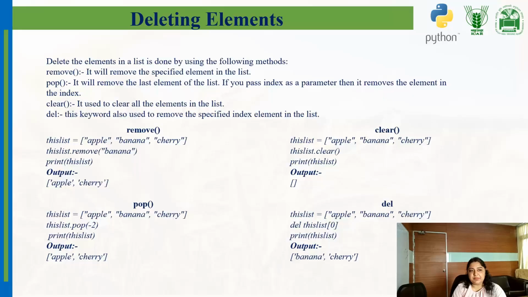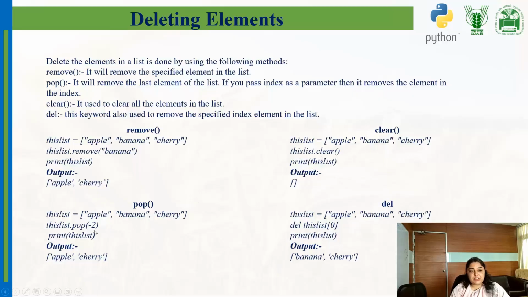Then we have methods for deleting an element from the list, that is remove, pop and clear, or the delete keyword. In the remove method, you mention the value for deletion. For example, apple, banana, cherry, you mention banana, that means banana is deleted from the list. Then we have the clear method. Using the clear method, you delete all the elements from the list, but the list is still present, meaning we have an empty list as an output.